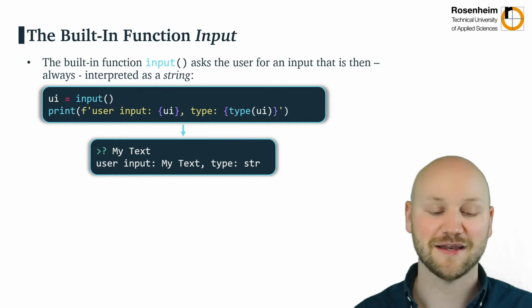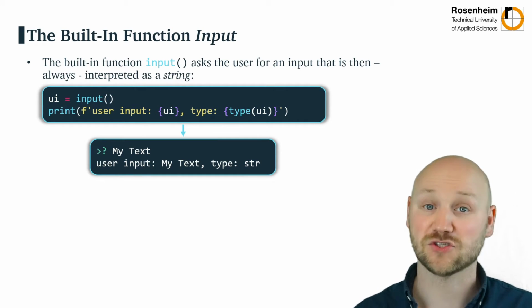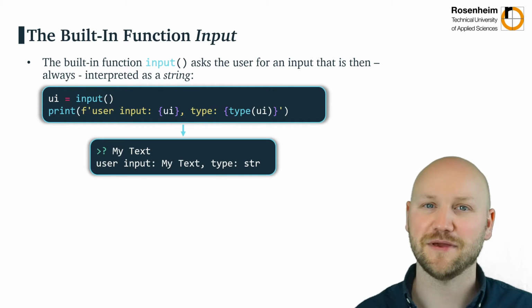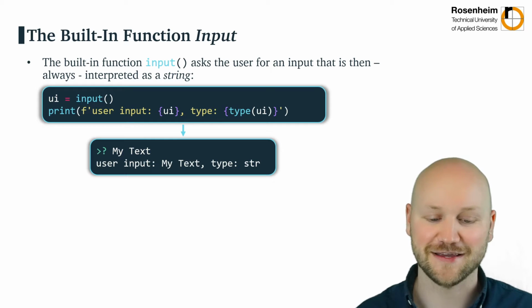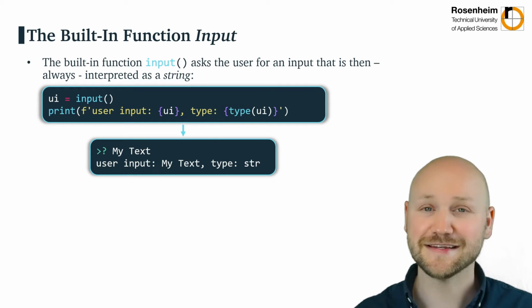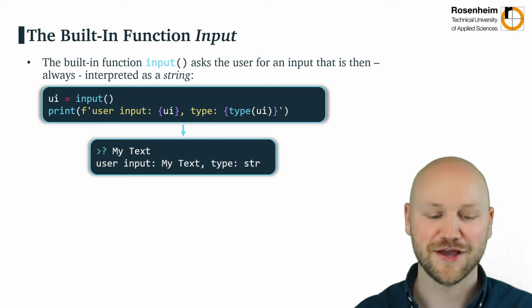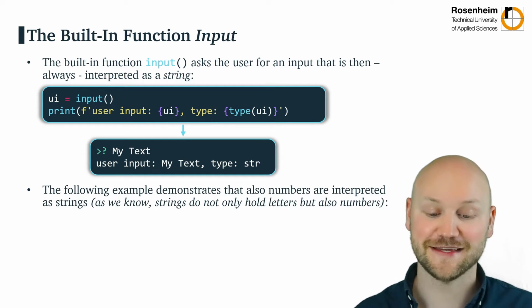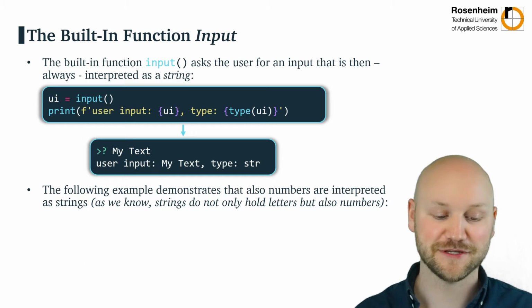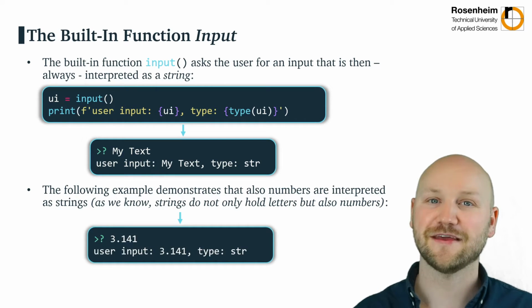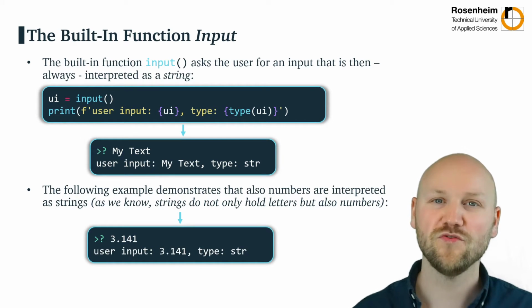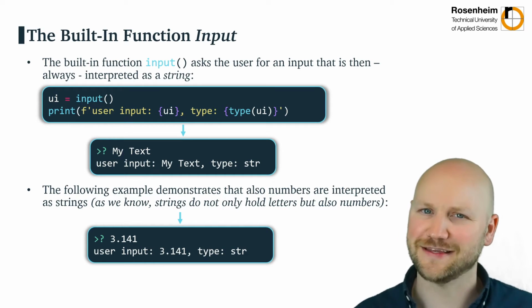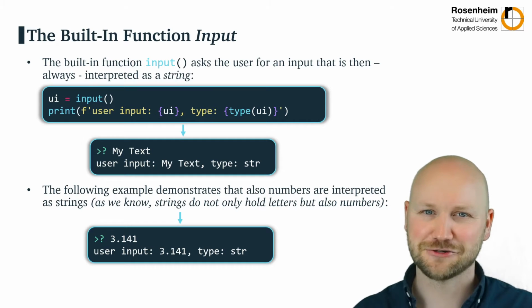Hitting enter, as you can see in the print command, the UI variable stores the input as a string. That was also being outputted here. Type UI is string, and this is actually how input works. The following example demonstrates that numbers are also interpreted as strings. If you have a number like 3.141 and you print that out, it's still a string, a number stored in a string.